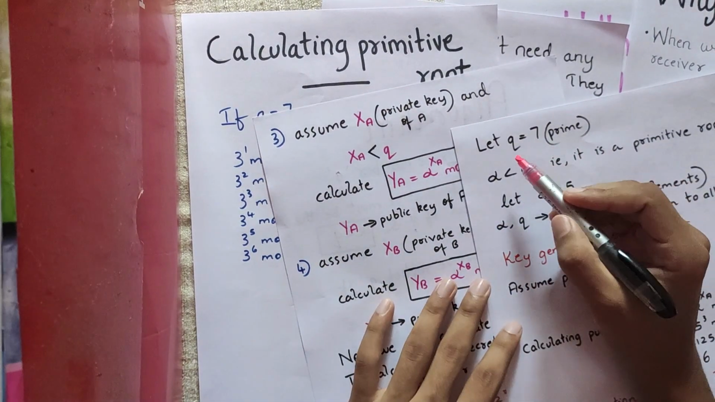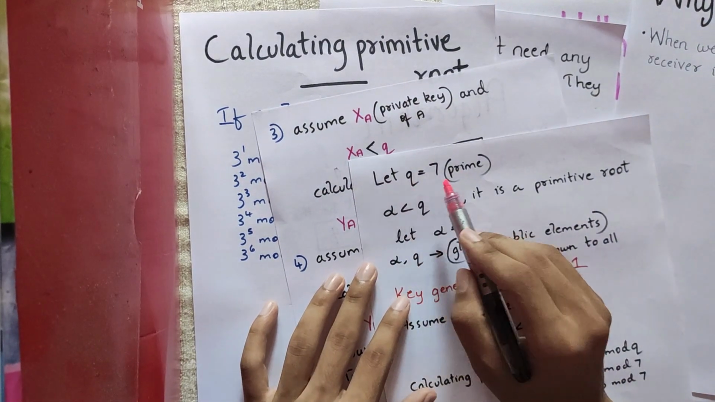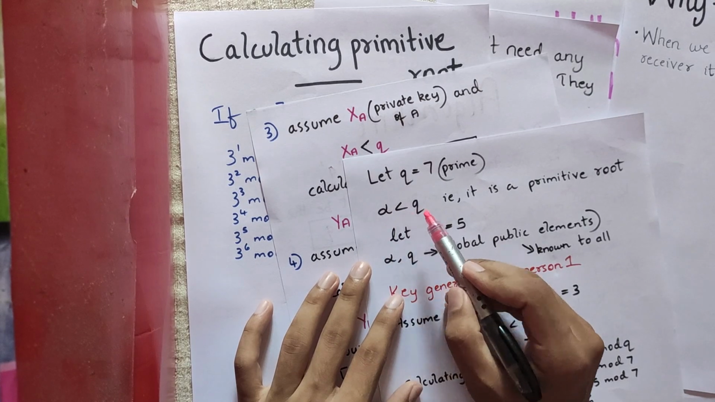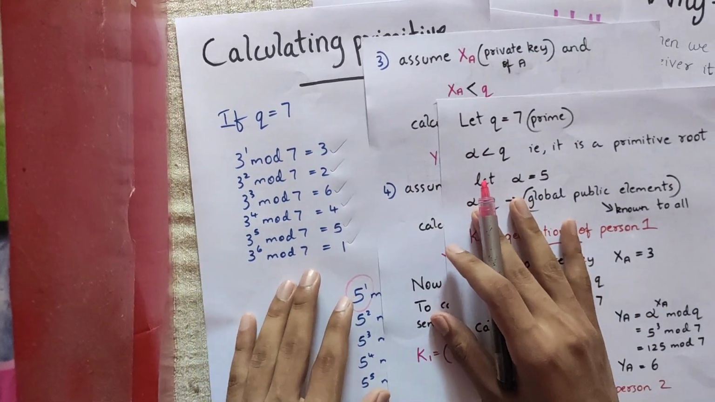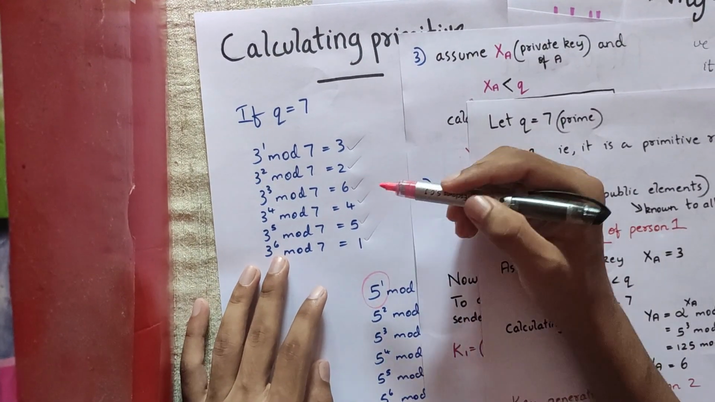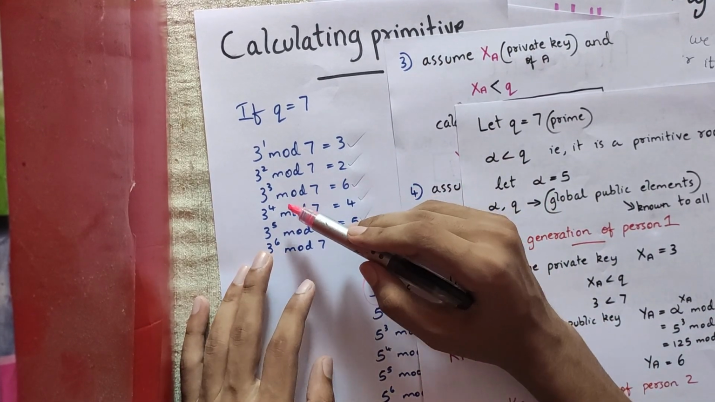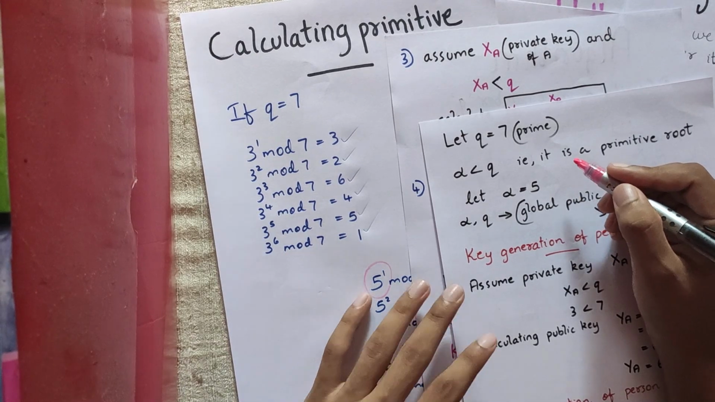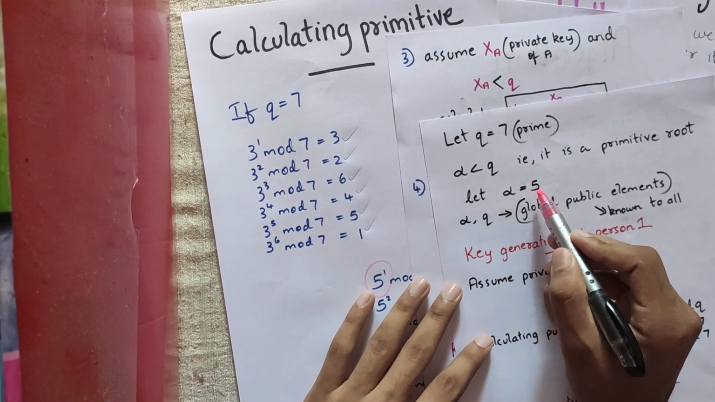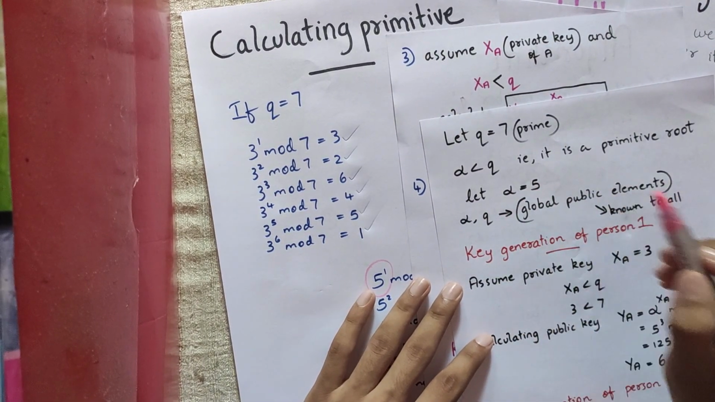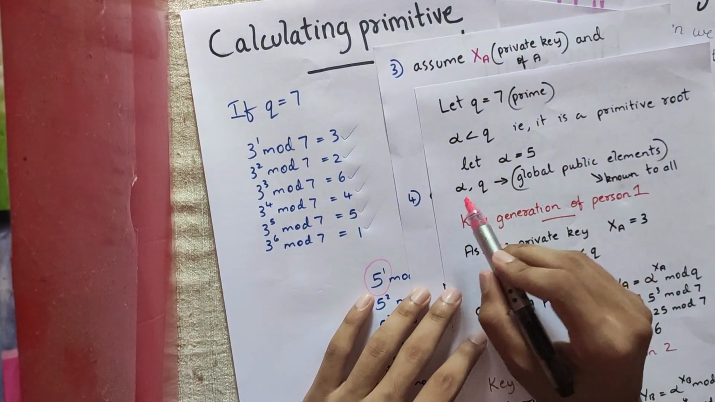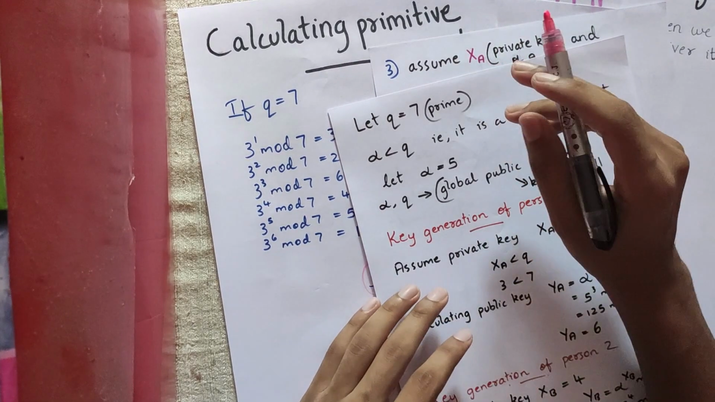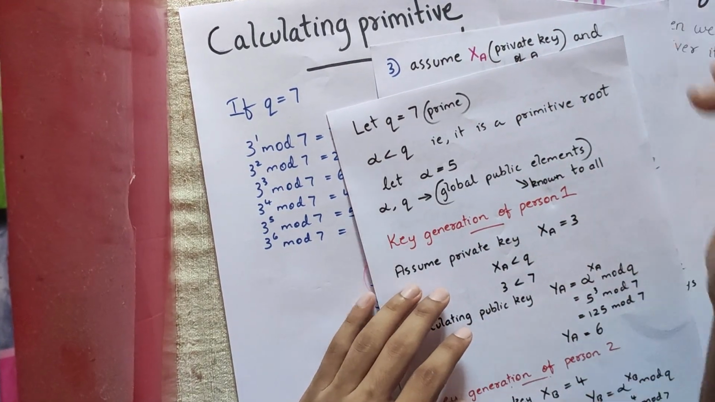In this example, we take q is equal to 7, that is a prime number, and alpha should be less than q. We check the primitive roots of 7, so we get 3 and 5. We can take either 3 or 5. So I am taking here alpha is equal to 5, that is the primitive root of 7. And alpha and q are the global public elements, that is, they will be known to all.